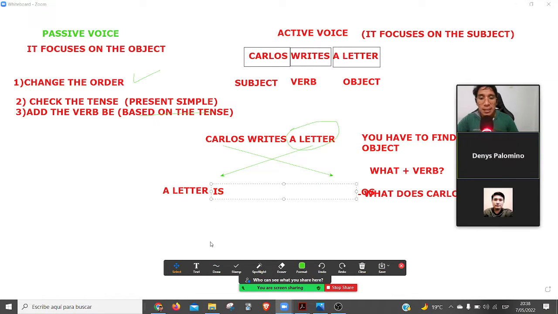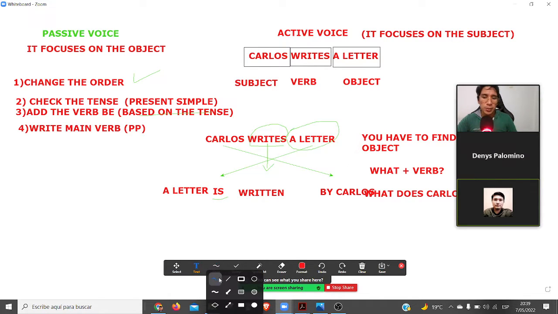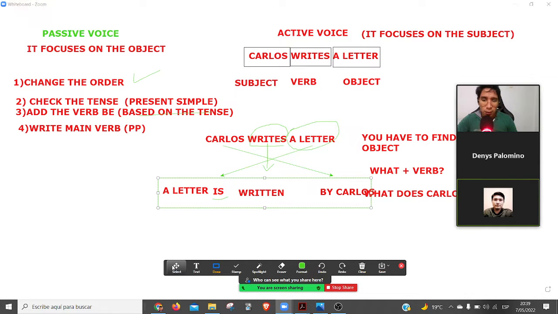Is. Pretty good. Next, step number 4. You have to write the main verb in the past participle form. So which one is the main verb? Right. The participle form is? Written. Of course. So what is the passive form? A letter is written by Carlos.